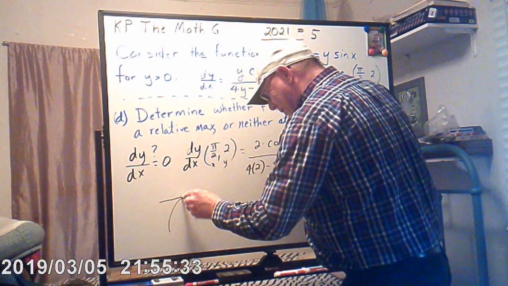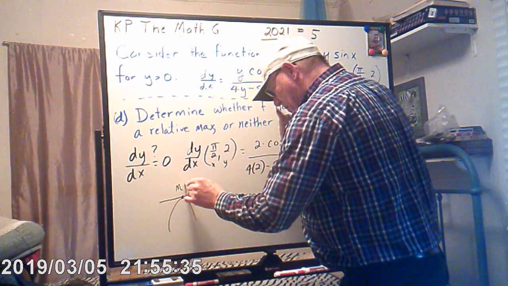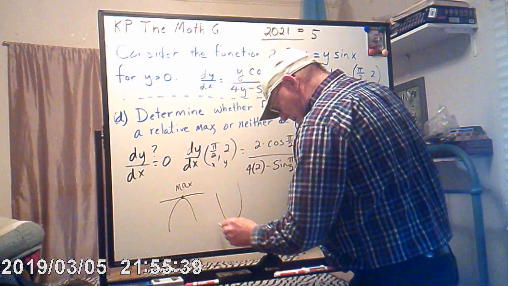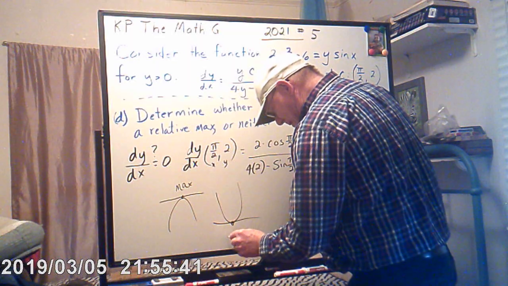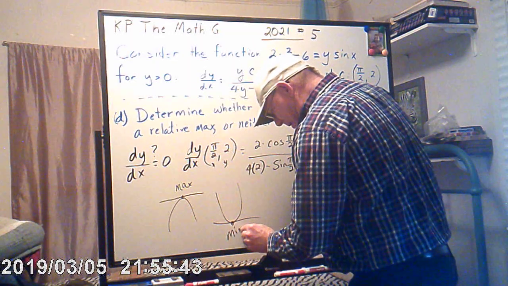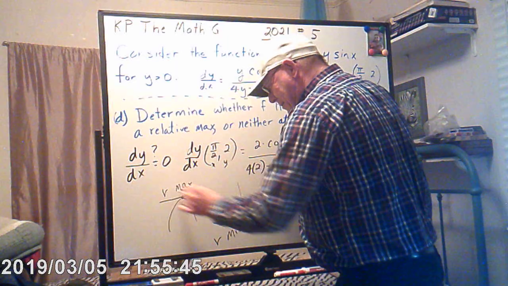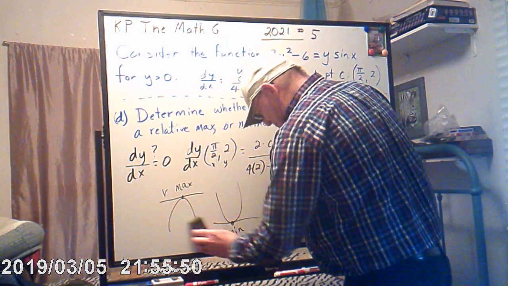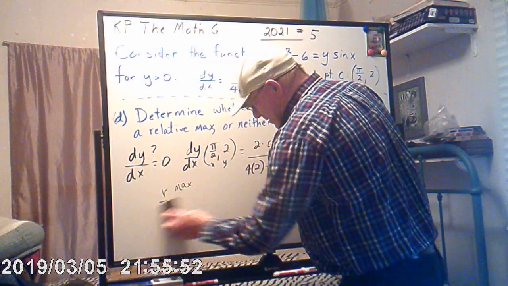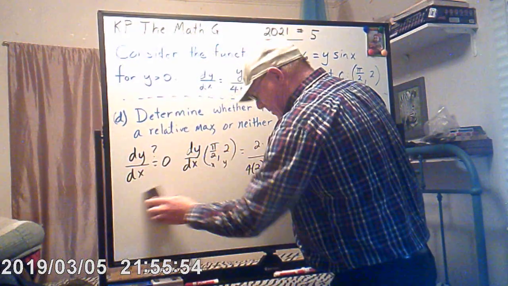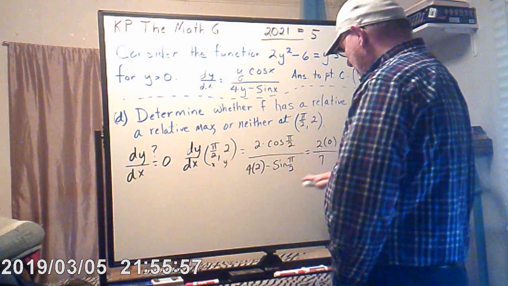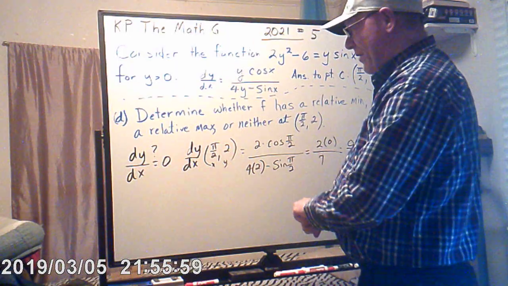There's your max right there. And then of course here is your min. And I'm abbreviating this as a relative min and a relative max. We're not really concerned about an absolute max or an absolute min in this problem here. Alright, so let's go ahead and try to find this.